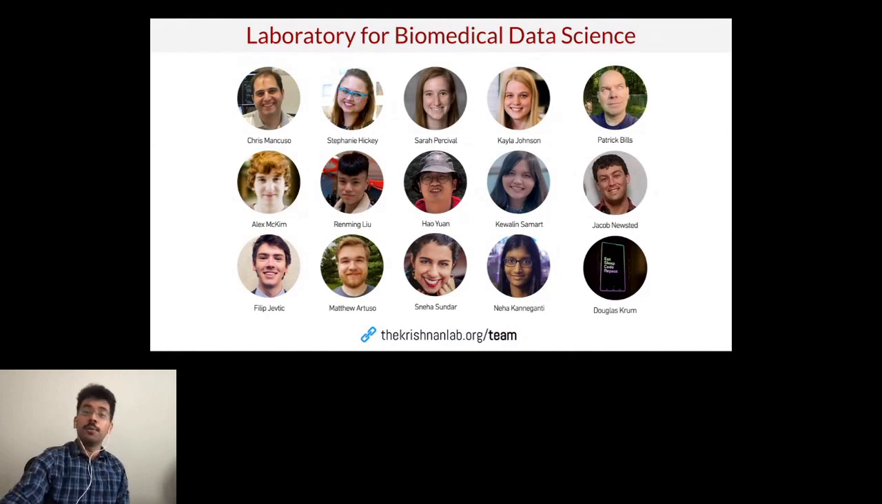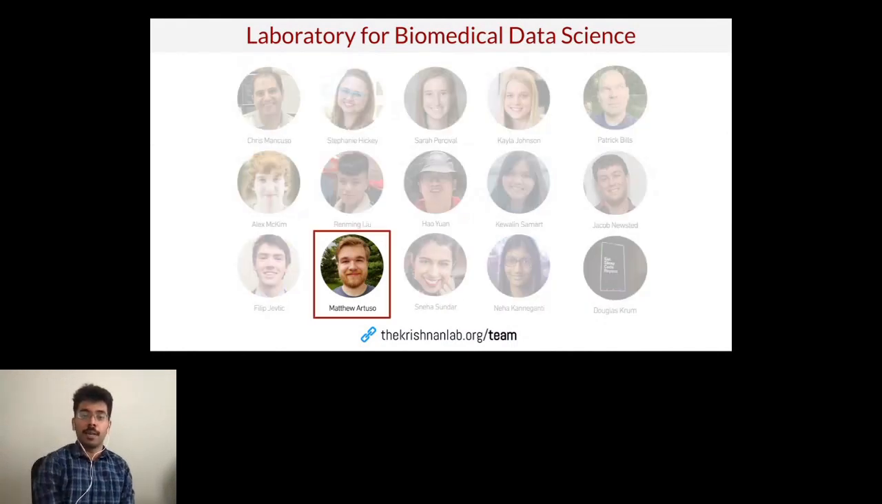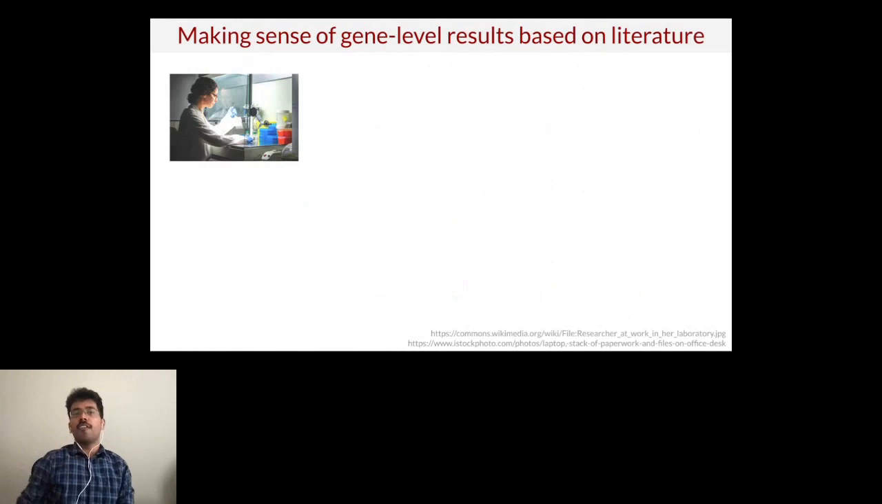And today, what I'm going to do is to talk about work done by Matthew Ortruso, a terrific undergraduate student in my group. Matthew and I have essentially been talking about this problem of making sense of gene level results based on literature. So what I mean by that is the following. The scenario that I'm going to talk about is so commonplace.